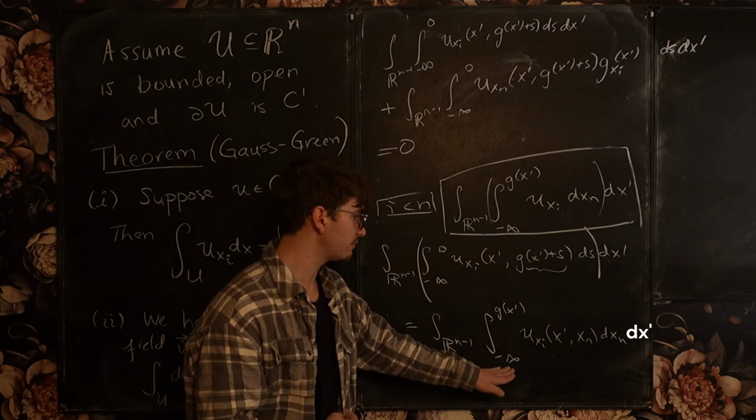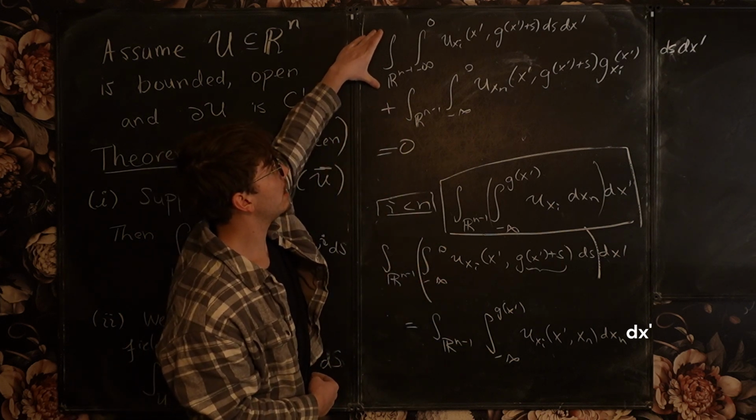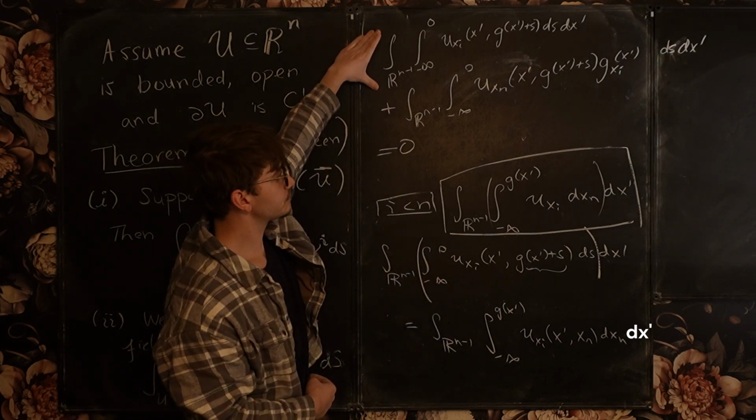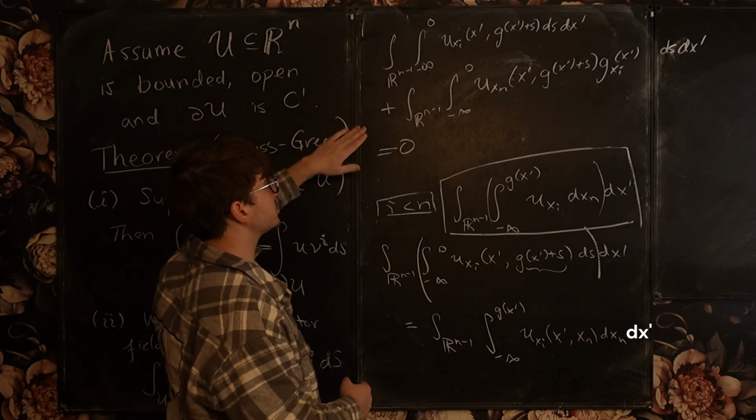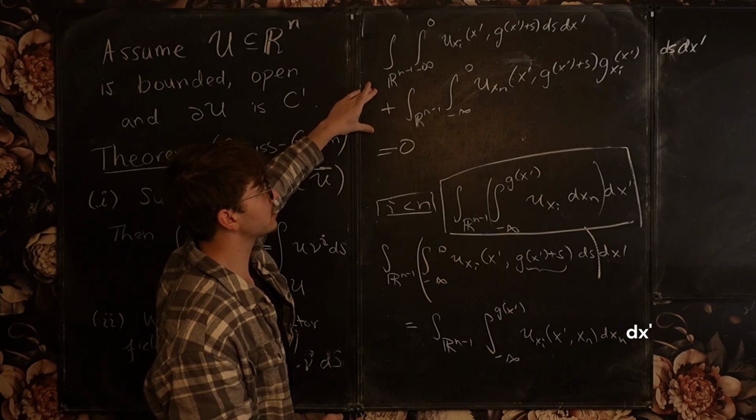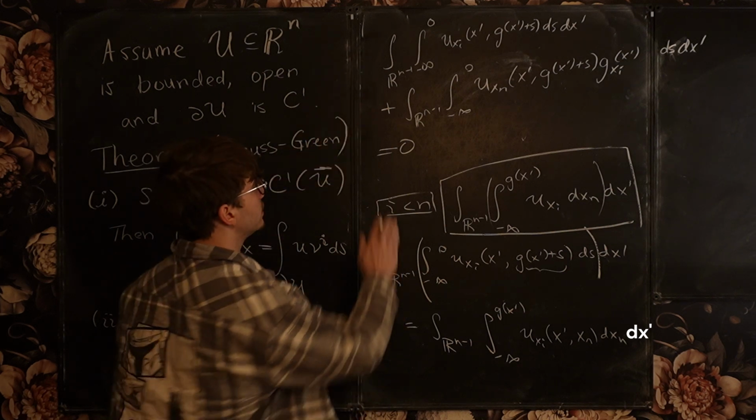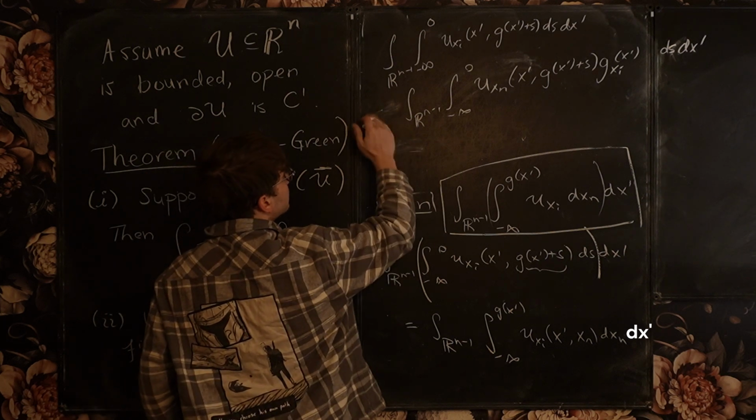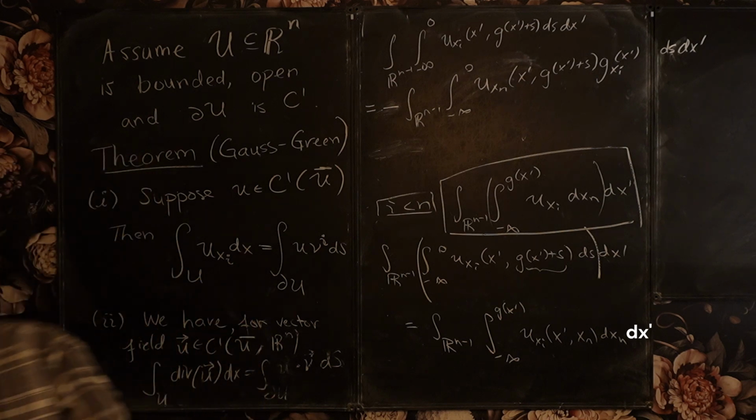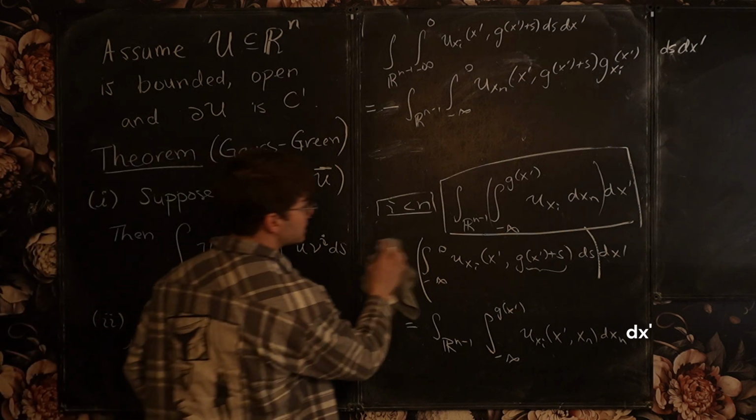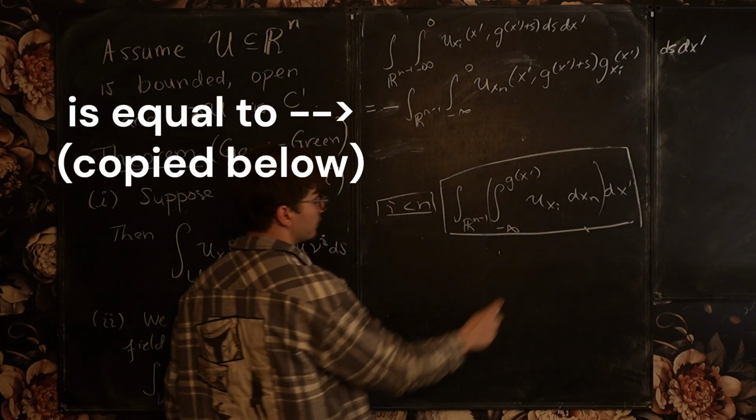All right, so now we're left with this. This term above is precisely the integral that we wanted to evaluate. And we've just shown that it's equal to the negative of this second term, right? Because this sums to 0. So we've just shown that this is equal to the negative of the second term.